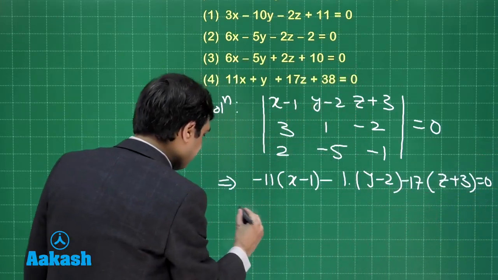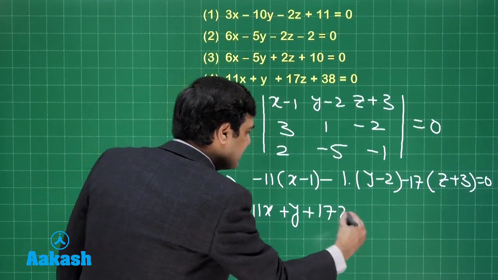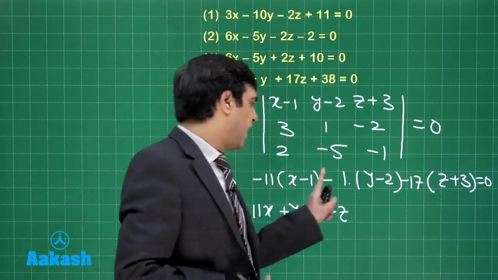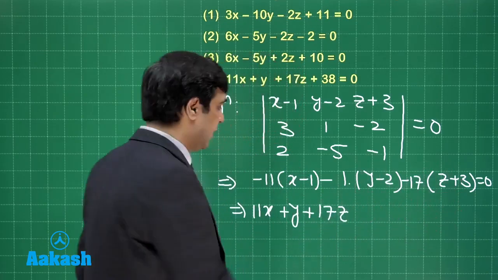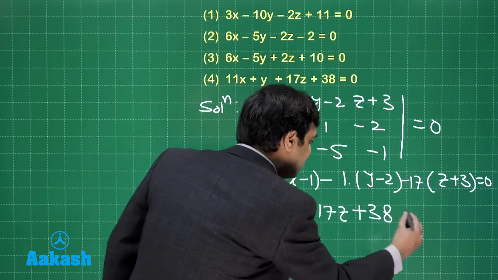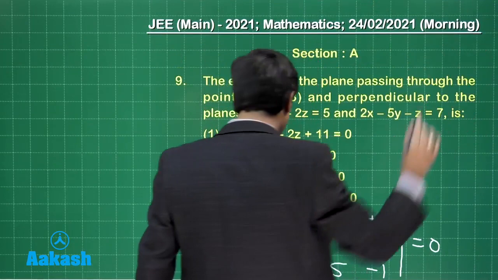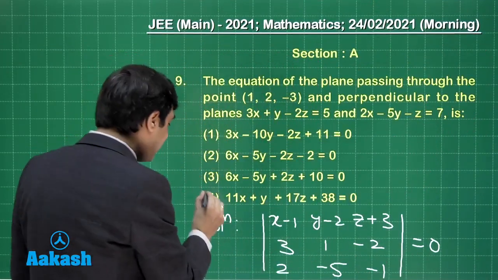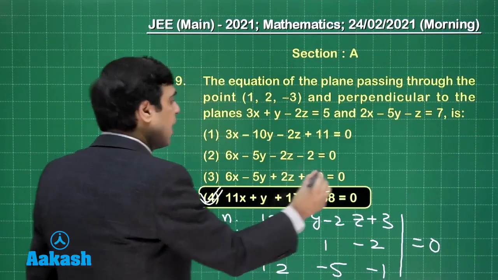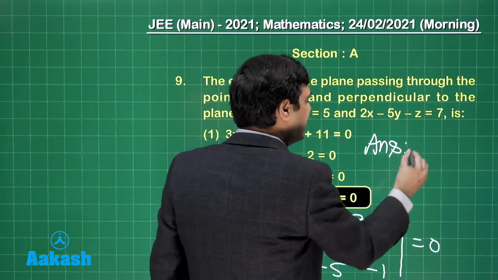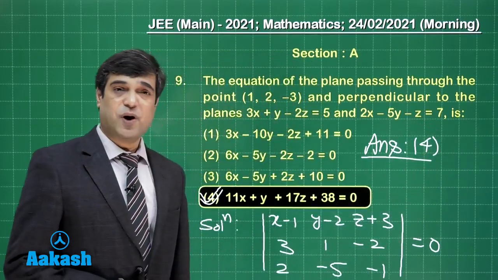Simplify it further. 11x plus y plus 17z, and the constant term we can see is minus 11, minus 2, that is minus 13, and here we have plus 51 giving you plus 38, is equal to 0. So the correct answer is 11x plus y plus 17z plus 38 equals 0. That is option number 4. So let's mark and mention it as the required answer. I'm sure this question from 3D is also clear. Let's move on to the next question now.